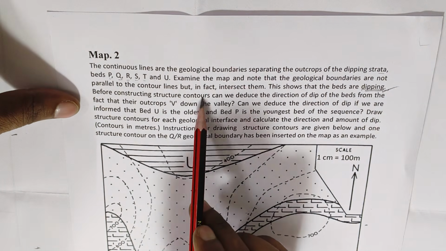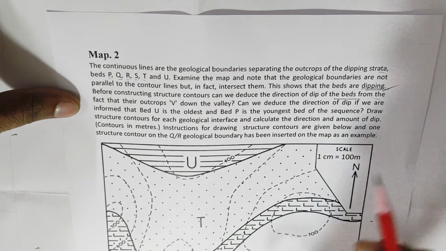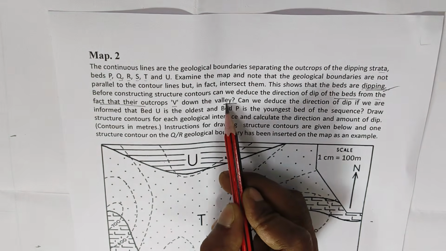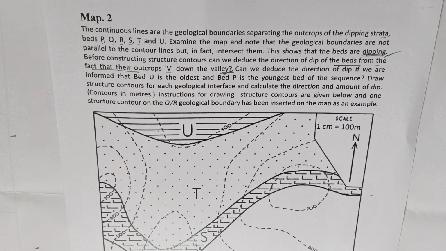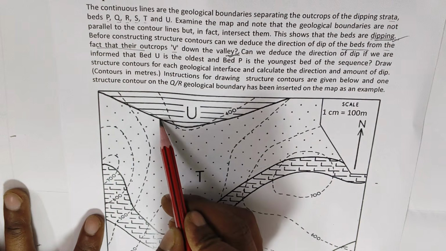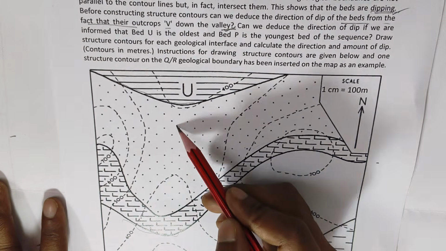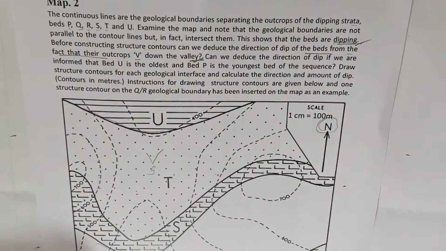Before constructing structure contours, we can deduce the direction of dip of the bed from the fact that the outcrop makes a V down the valley. So the V is a very important part of any dipping strata or structural geology. The V points in the direction of dip. So here we can see that for bed U, the V is pointing towards the south, because it is mentioned here that this is the north.